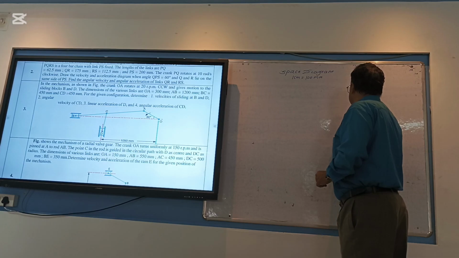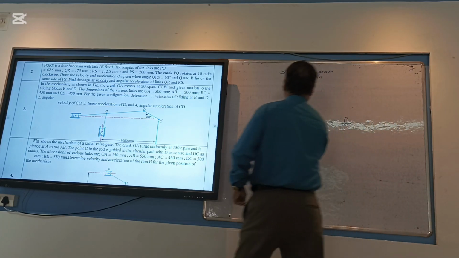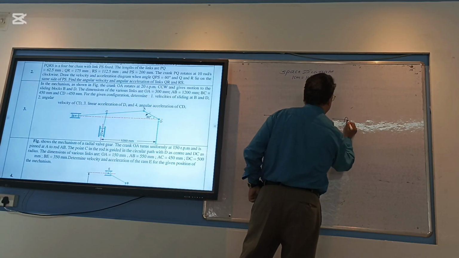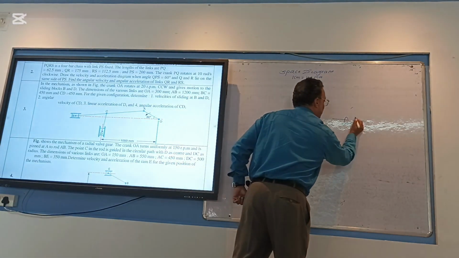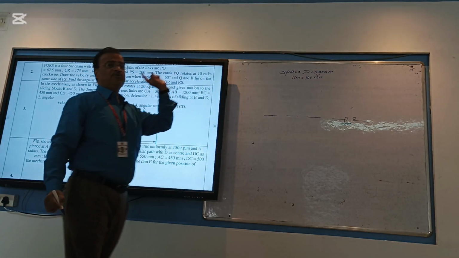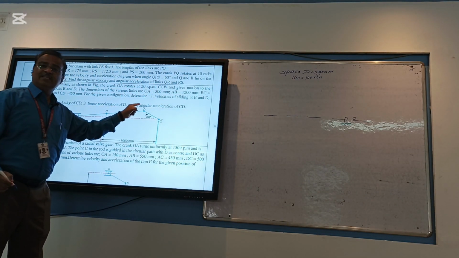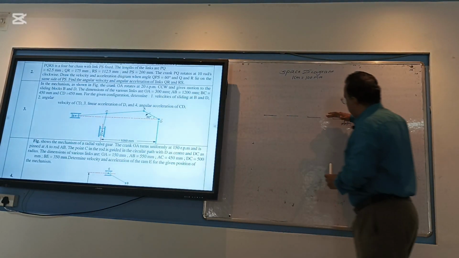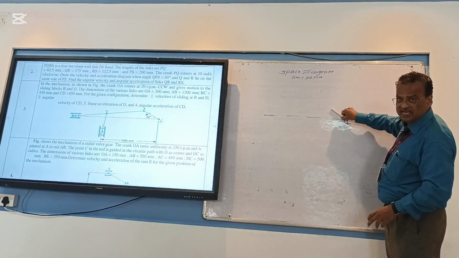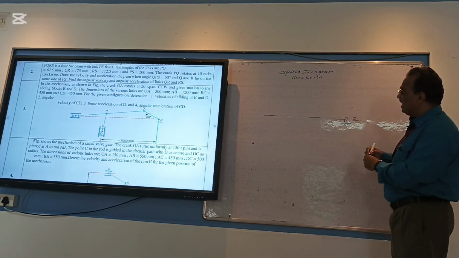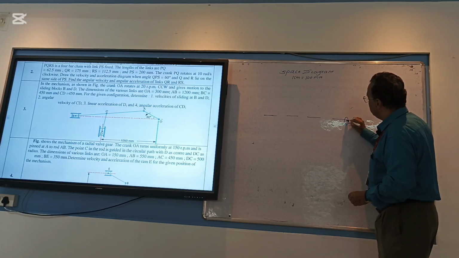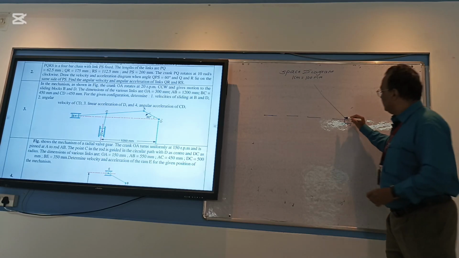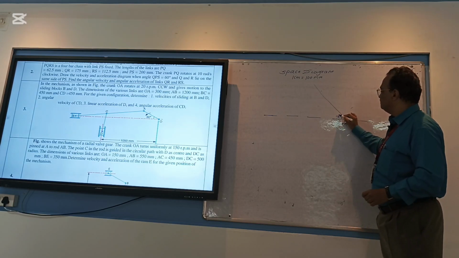Locating the O. Draw one horizontal line here. I have located the O. Now using your scale, what angle is made by the crank? 30 degree. You have to measure the 30 degree angle from this O in this direction. At 30 degree, you have to draw one faint line. Immediately mark here 30 degree.